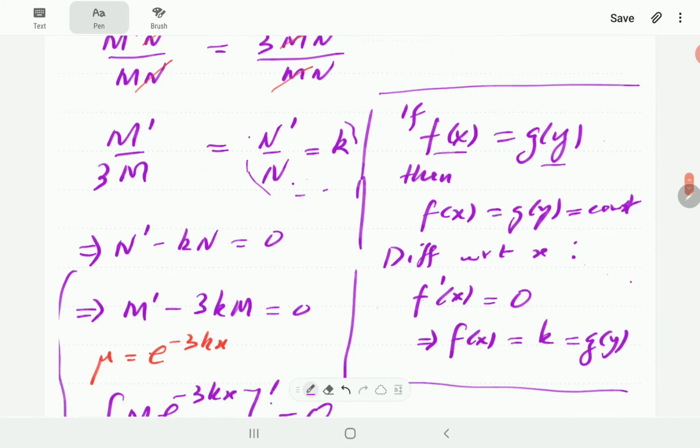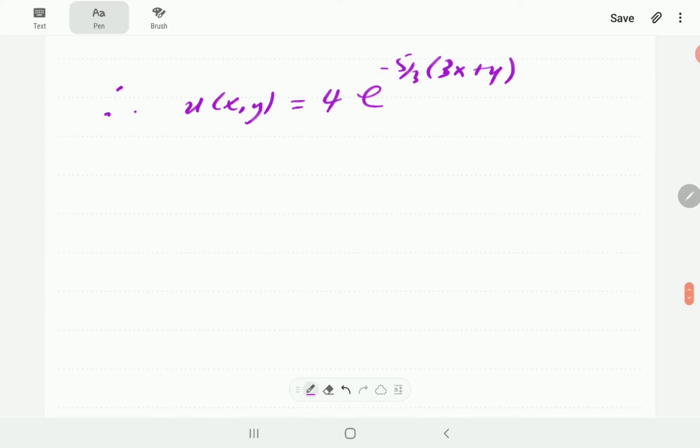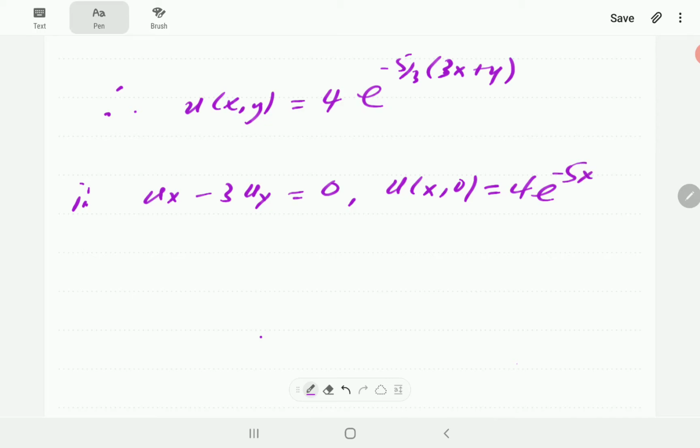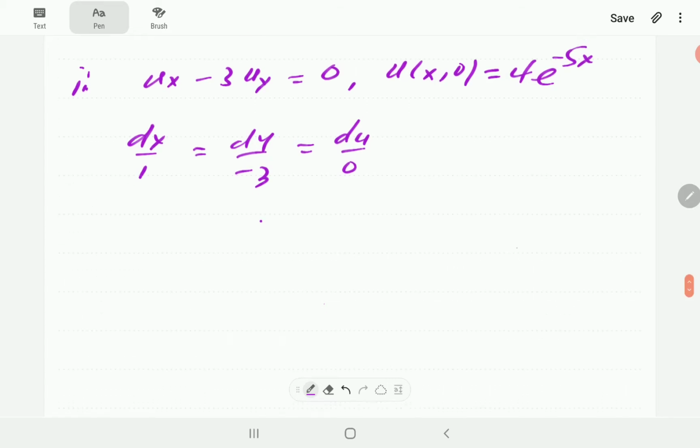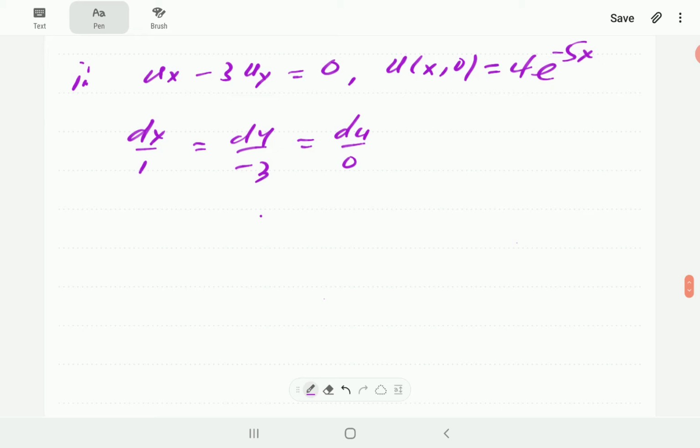Right, we're now going to do the same thing, solve the same problem. We are going to now use the method of characteristics. So this is 4e to the minus 5x. All right, in the method of characteristics, the characteristic equations will be dx over 1 equal to dy over minus 3 equal to du over 0. Like I said, you can check our video on the method of characteristics for solving quasi-linear PDEs if you're not up to speed with this.